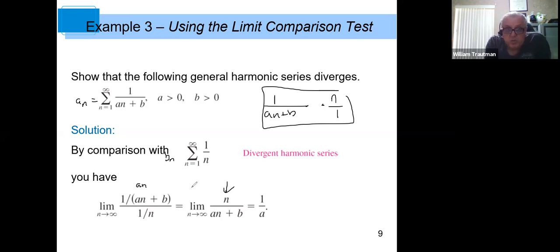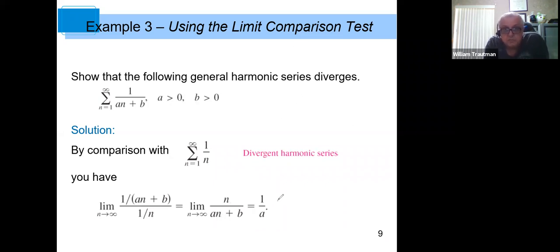Now, if you remember, when you take the limit as n goes to infinity, since these are the same powers, like with horizontal asymptotes, the limit becomes the coefficients in front, 1 over A. A, we already said, was positive.